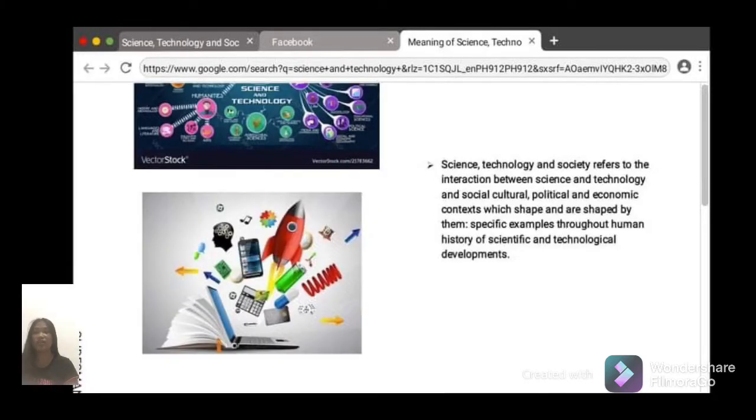Science, technology, and society refers to the interaction between science and technology and social, cultural, political, and economic contexts which shape and are shaped by them. Specific examples throughout human history of scientific and technological developments.